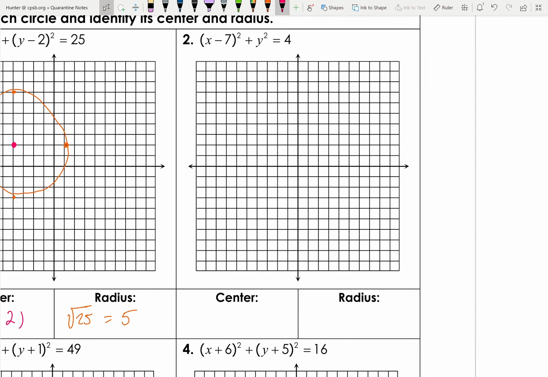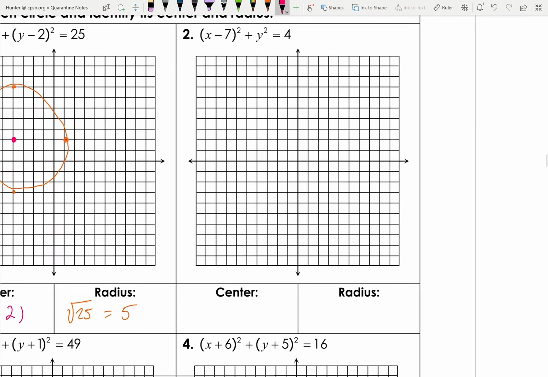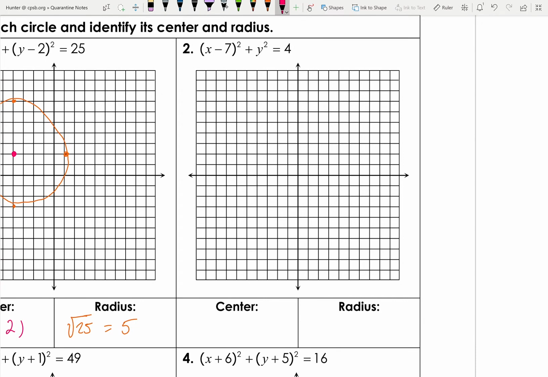So first, let's find our center. The x-coordinate of our center, our h, is going to be positive 7 since it's x minus 7. So look at this one. We have just y squared. Is that the same as y minus 0 squared? I think it is. Yeah. So then my y-coordinate of my center will be 0. So my center is at 7, 0.